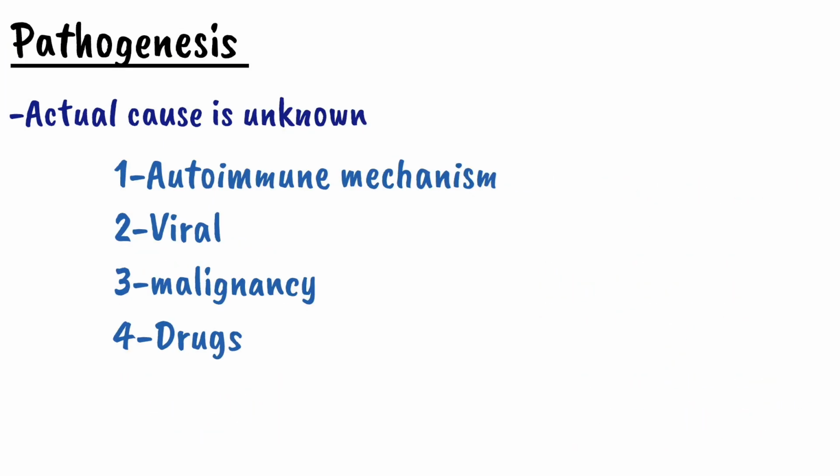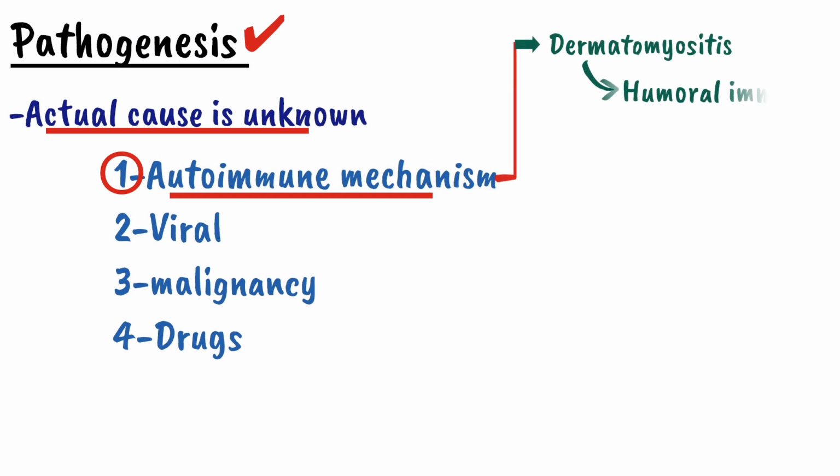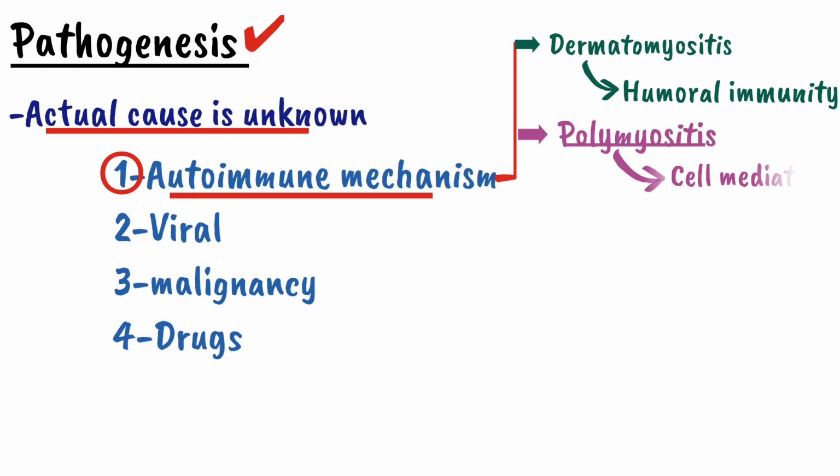Now let's come to the pathogenesis of dermatomyositis and polymyositis, that is, how this disease is produced. Remember that the actual cause is unknown. We do not know what causes dermatomyositis or polymyositis, but there are several hypotheses which suggest what might be the cause. The first one is an autoimmune mechanism. It suggests that due to an autoimmune reaction, there will be production of this disease. Dermatomyositis may be produced by humoral immunity, and polymyositis can be produced by cell mediated immunity.